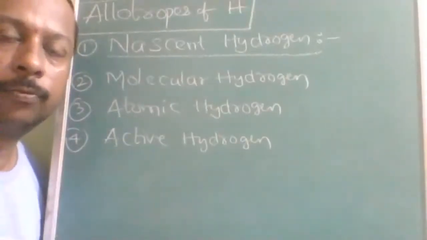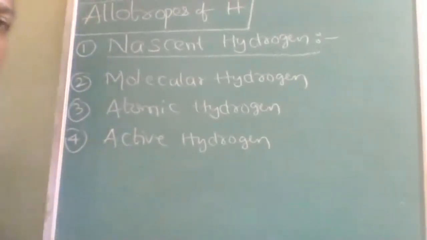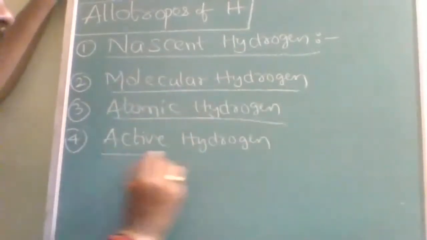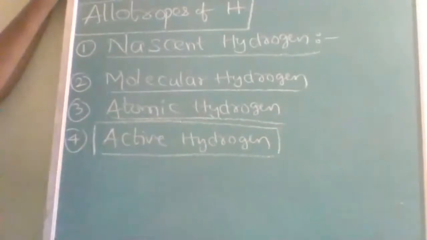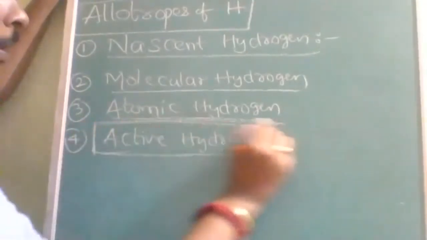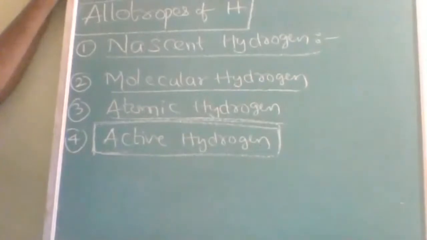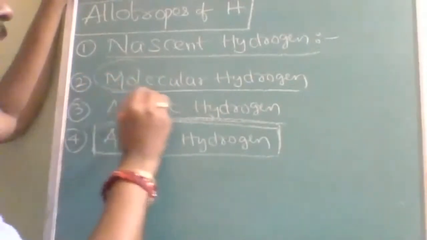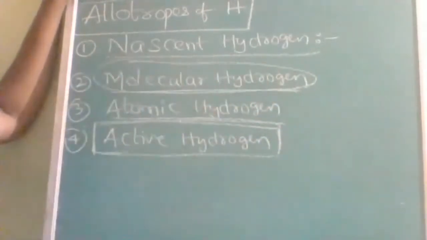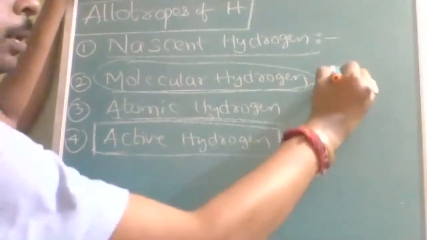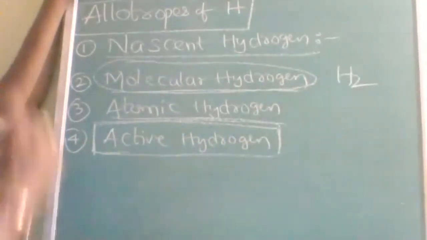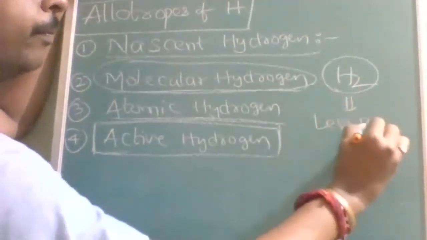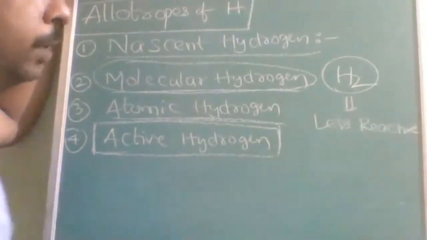So here these are the four allotropes of hydrogen. Okay, what are those? Nascent hydrogen, molecular hydrogen, atomic hydrogen, and active hydrogen. In the previous lecture I told you three are very important, and the additional useful one will be active hydrogen. Normally in our daily life, whatever we see is molecular hydrogen. But the problem with molecular hydrogen is that it is less reactive.